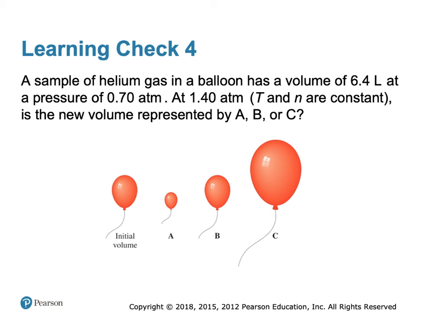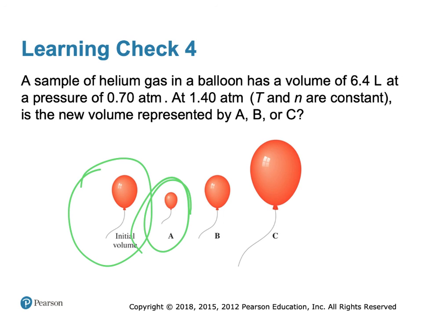A sample of helium gas in a balloon has a volume of 6.4 liters at a pressure of 0.7 atm. At 1.4 atm, is the new volume represented by A, B, or C? So here we are doubling the pressure. So we should be reducing the volume by 1/2. So here's our initial volume. And so the answer is going to be choice A.